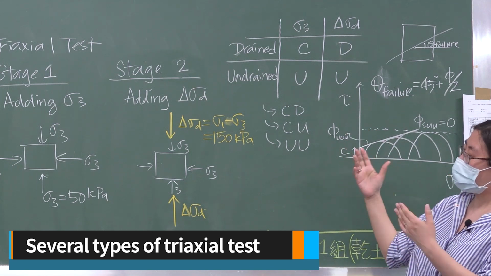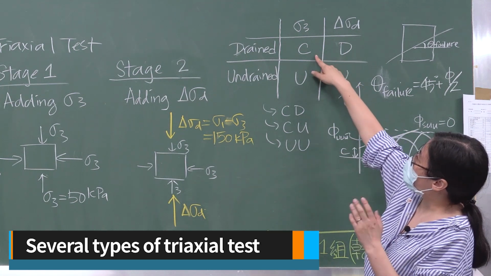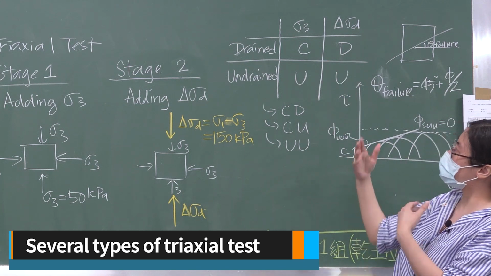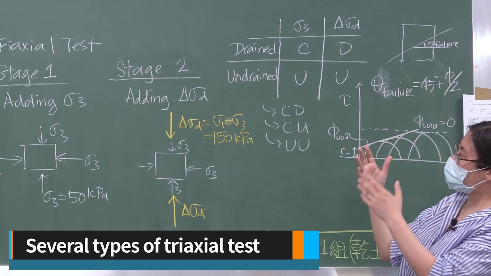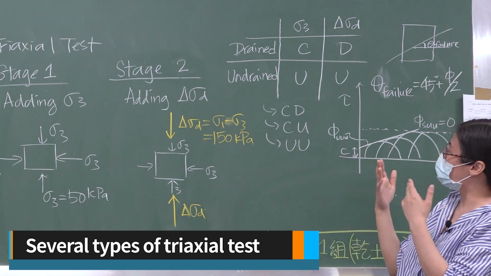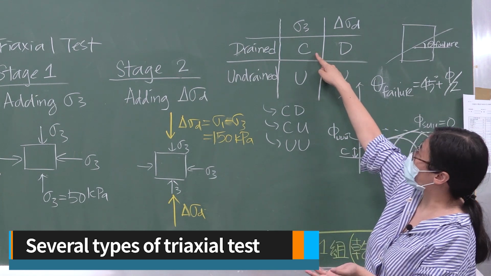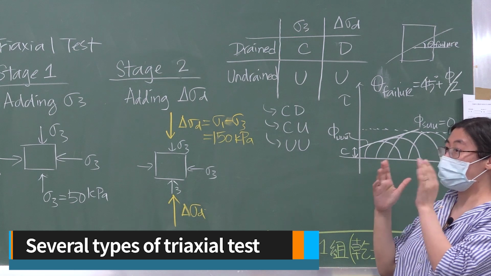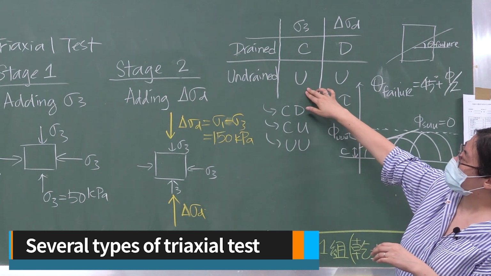So there are several types of triaxial tests that you can perform. For example, when you apply the confining stress, you can open the drainage valve such that the addition of confining stress would come with drainage of water out of the soil system. We will denote that as C. Alternatively, you can perform an undrained test during the addition of confining pressure. For that, we will denote that as U.